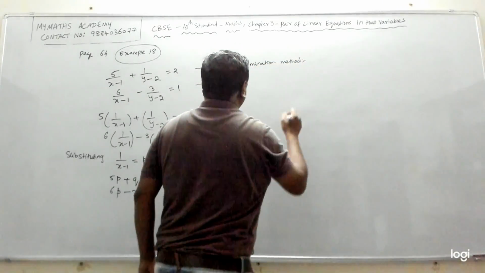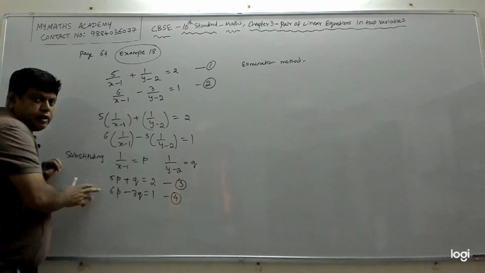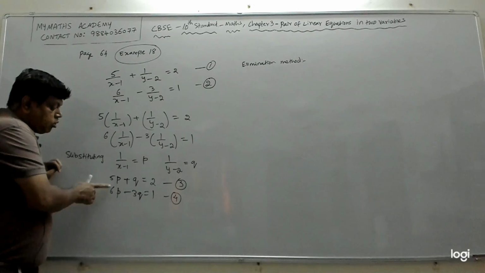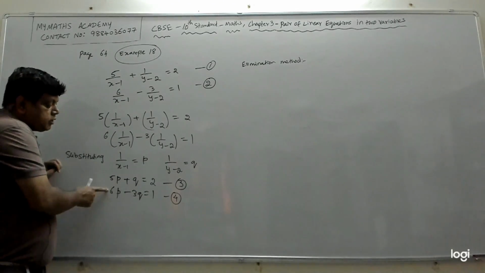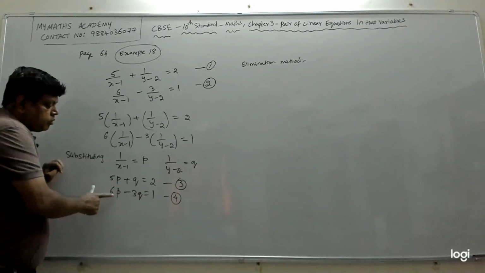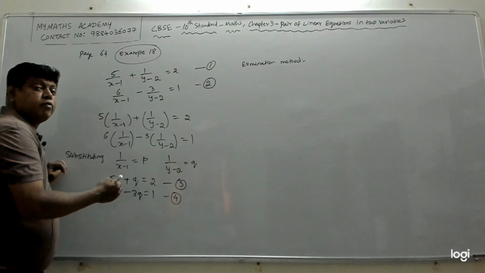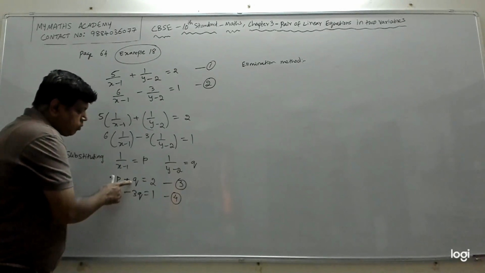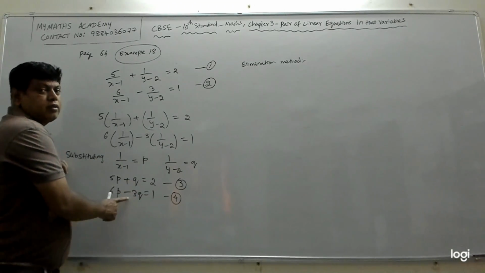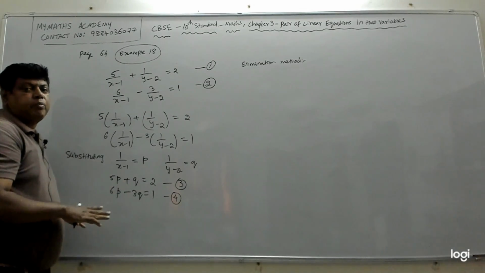Right? So for elimination method, we will check whether the coefficient of p, here p and q are the variables, is the same in both the equations, or whether the coefficient of q is the same in both the equations. What is the coefficient of p here? 5. The coefficient of p here is 6. They are not the same. Okay, at least let's check whether the coefficient of q is the same. What is the coefficient of q here? 1. What is the coefficient of q here? 3 or minus 3. So 1 and minus 3, they are not the same.